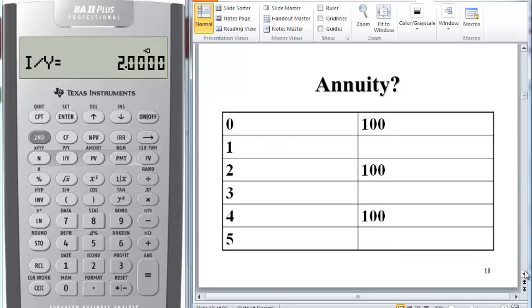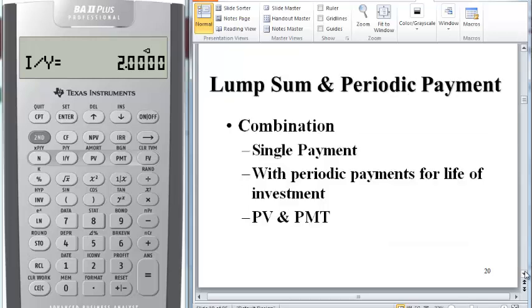Is this an annuity? For purposes of our calculator, no, because it doesn't happen in every period. Since it doesn't happen in every period, our calculator cannot handle it as a payment key. How about this? And the answer is no. Because it's not equal amounts, our calculator cannot handle this.